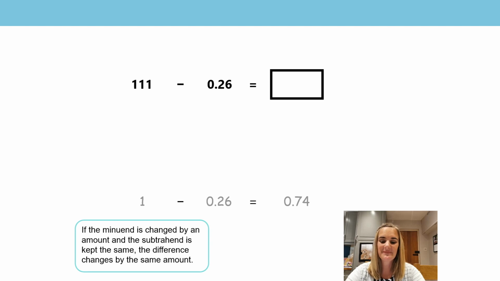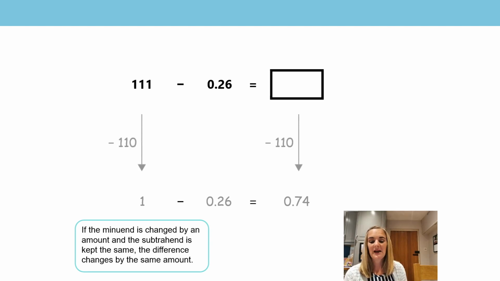Did you manage it? So we had that related fact again, didn't we? And my minuend from the original calculation to the new one dropped by 110, decreased by 110 to give me 1. So my difference would also have done that, we just can't see it. And as you can see, the subtrahend has stayed the same. So if I need to go back the other way, so I'm using my related fact, I know here that I've got 0.74 as my related fact that's going to help me here.